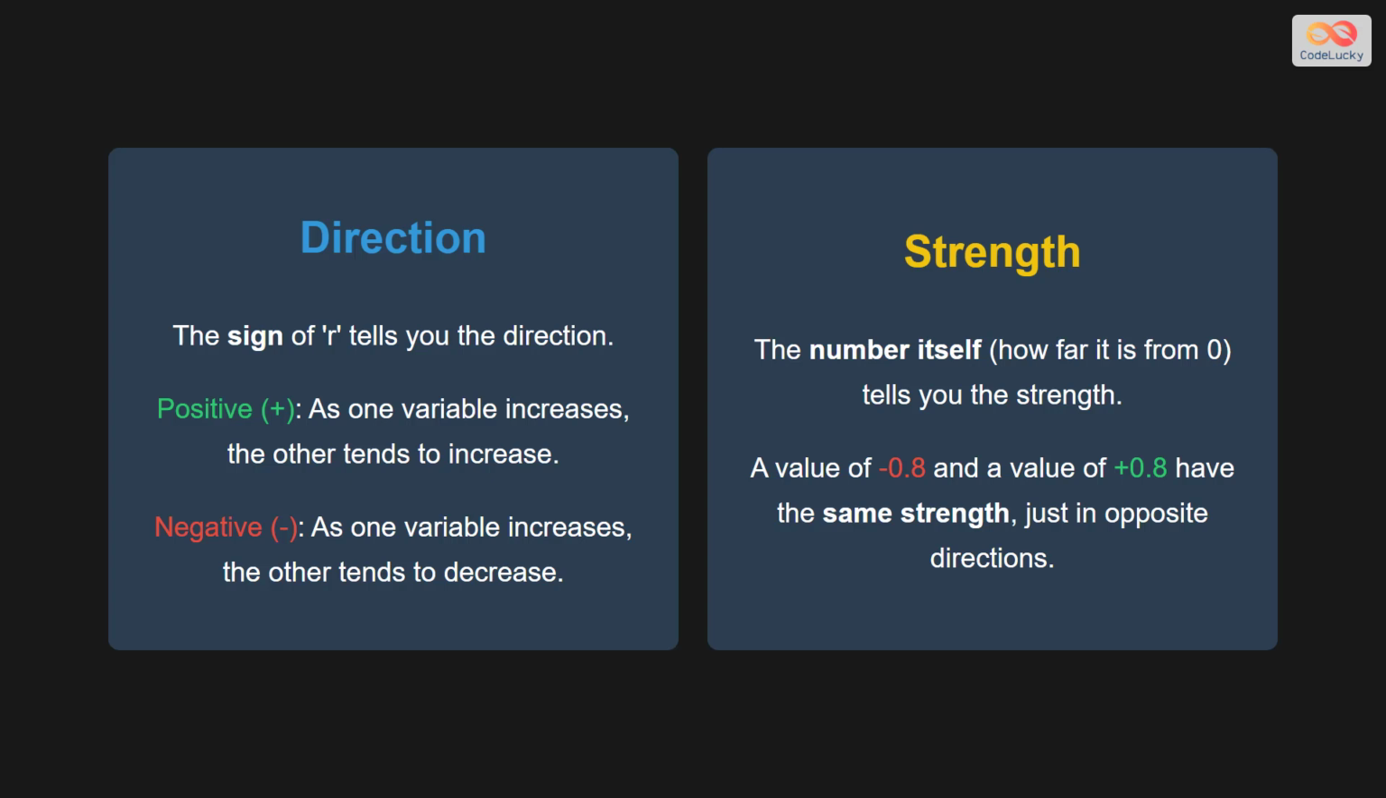The R value has two key parts. First, the sign tells us the direction. A positive R means that as one variable goes up, the other tends to go up too. A negative R means that as one variable goes up, the other tends to go down. Second, the number itself tells us the strength. An R of -0.8 is just as strong as an R of +0.8.